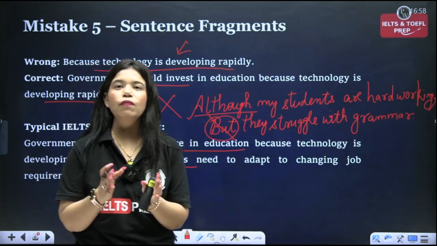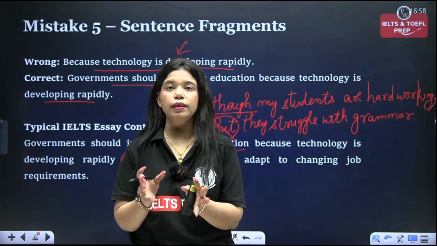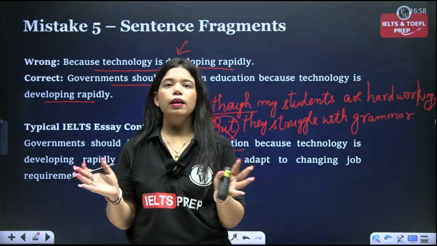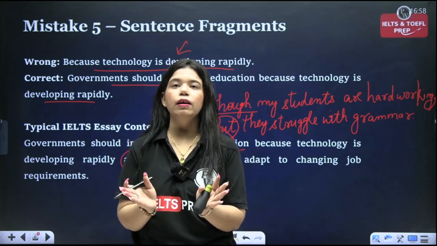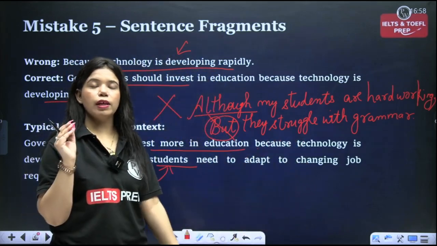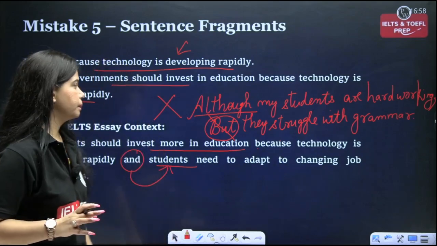So if you are putting a full stop in the middle of 2 sentences and still using a conjunction, it means you have used the conjunction, but you are not connecting the two sentences because you put a full stop in between. So be careful of this error. This is something that is the most prominent in writing.